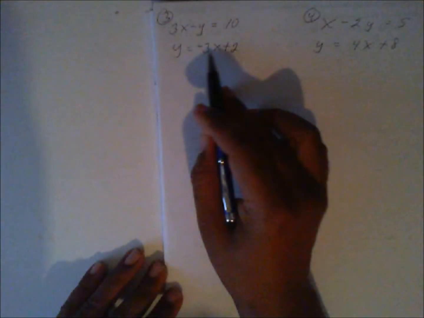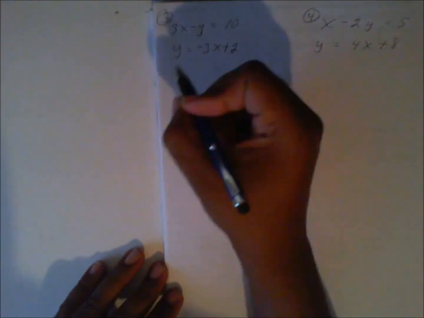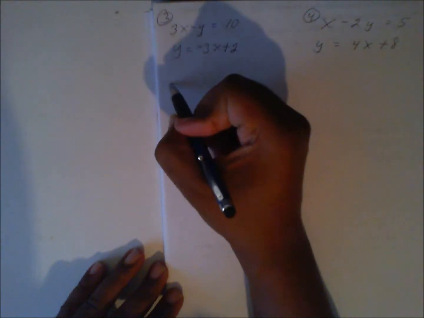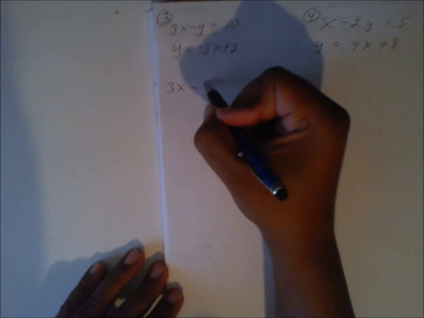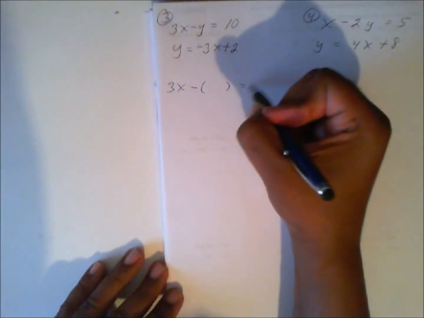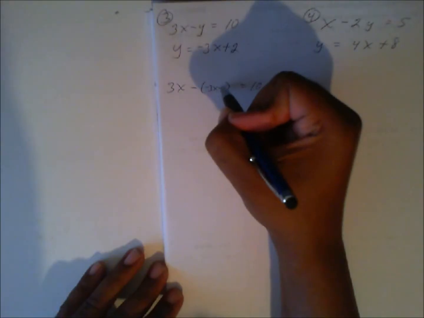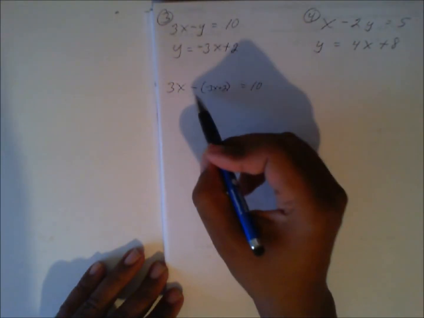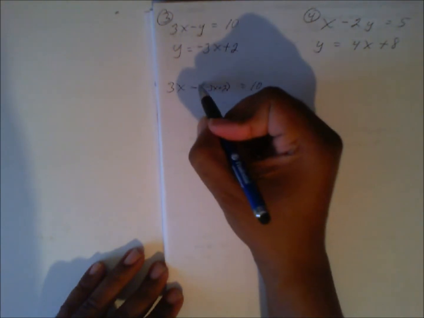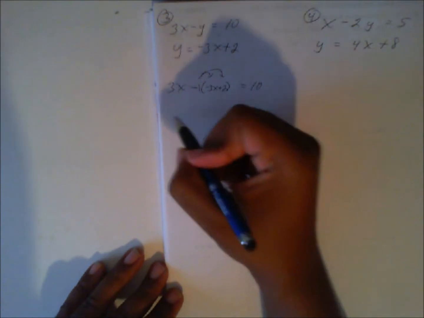Number 3. We have y equals negative 3x plus 2. We're going to use this for substituting here for y. So we're going to have 3x minus, and now for substitution we're going to use parentheses, equals 10. And inside the parentheses we're going to put a negative 3x plus 2. And for distribution, we're going to treat this as though there is a negative 1 outside. So we're actually distributing a negative 1 here and here.